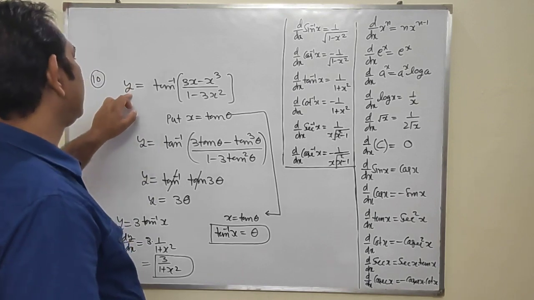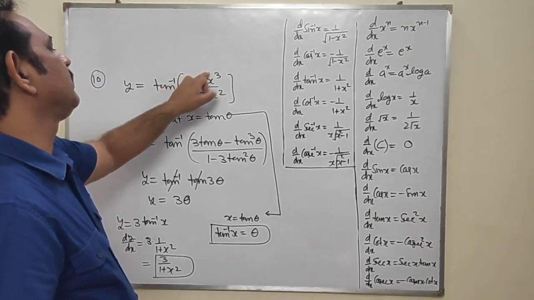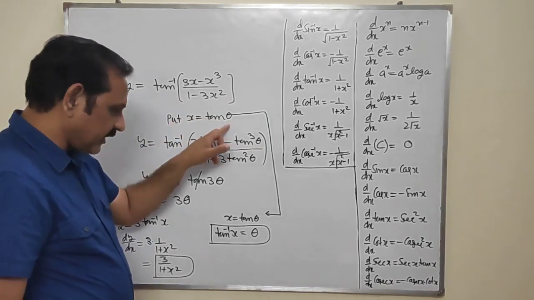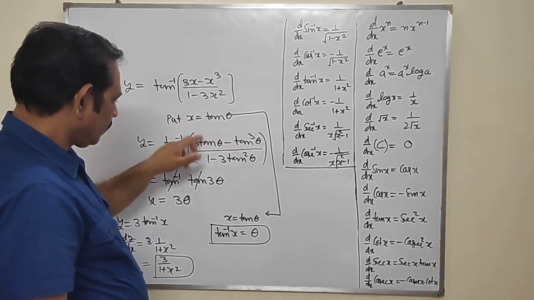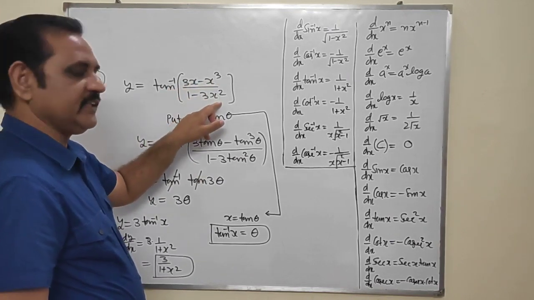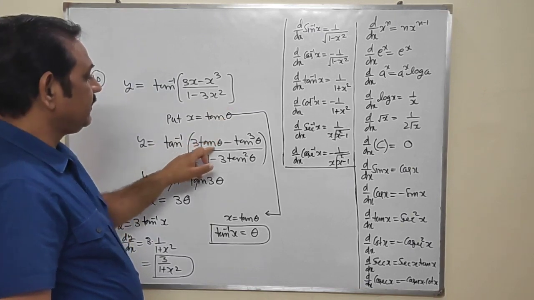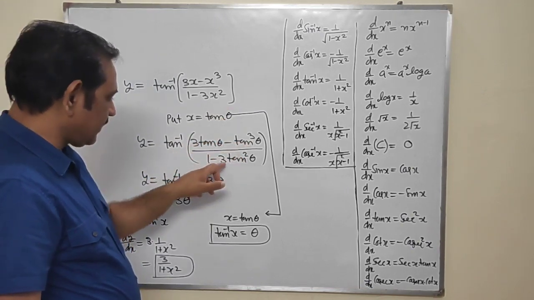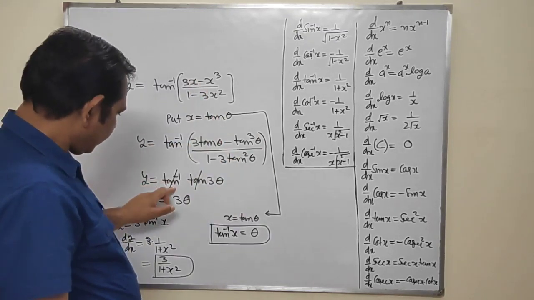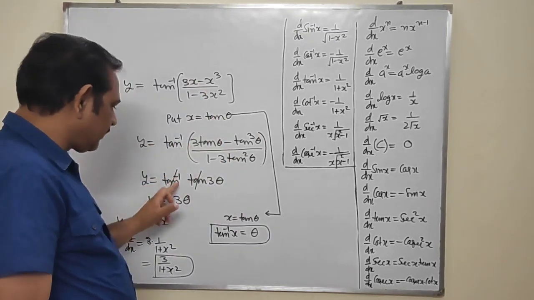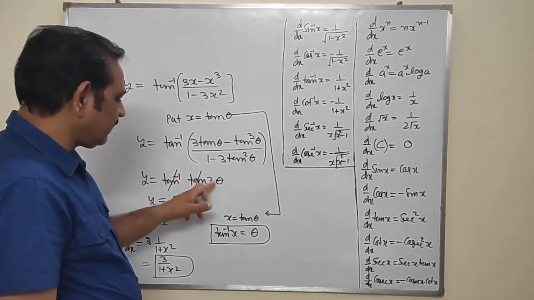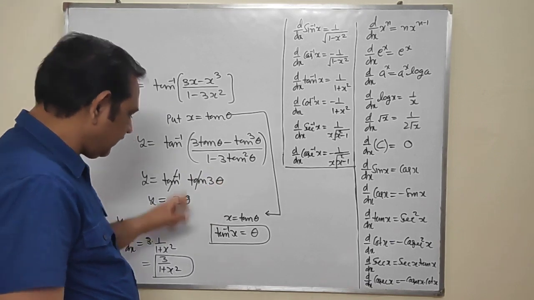Now the question was y is equal to tan inverse of 3x minus x cube upon 1 minus 3x square. Put x is equal to tan theta. Put here 3 tan theta minus tan cube theta upon 1 minus 3 tan square theta. This is the formula of tan 3 theta. Tan inverse tan 3 theta. Tan inverse, because here is minus 1 and here is plus 1, so tan inverse is cancelled by tan. So the answer will remain 3 theta.